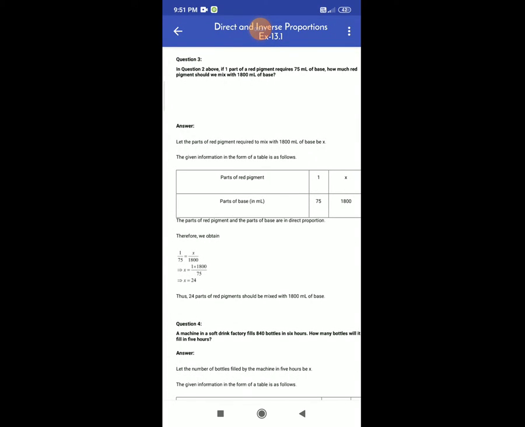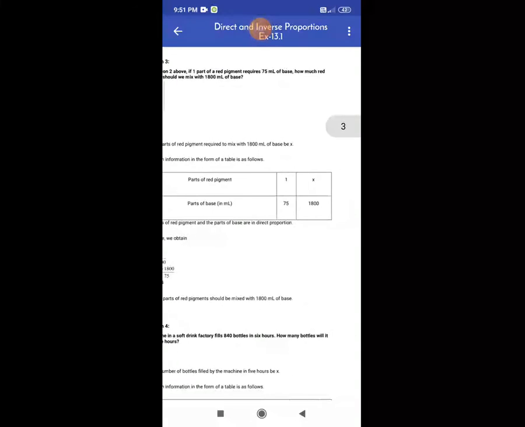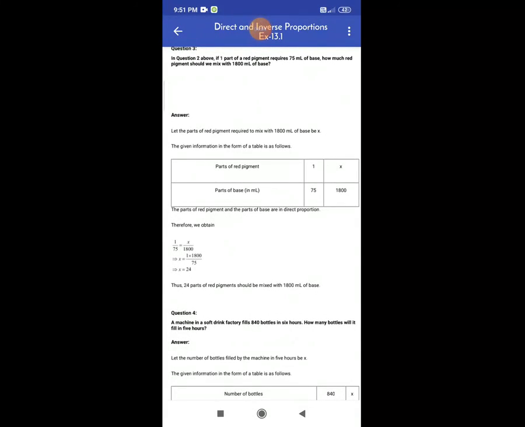Question number 3. In question number 2 above, if one part of the red pigment requires 75 ml of base, how much red pigment should be mixed with 1800 milliliter of base? So let the parts of the red pigment required to mix with 1800 milliliter of base be x. The given information in the form of the table is as follows. Parts of the red pigment is 1 and x respectively. Parts of the base in milliliter 75 and 1800 ml respectively.